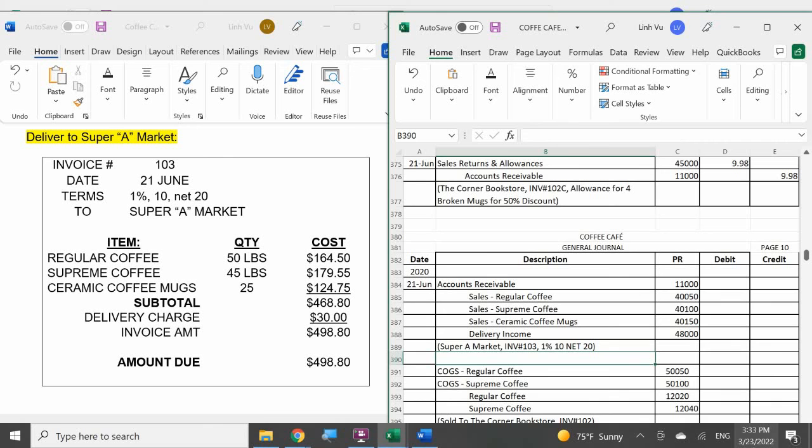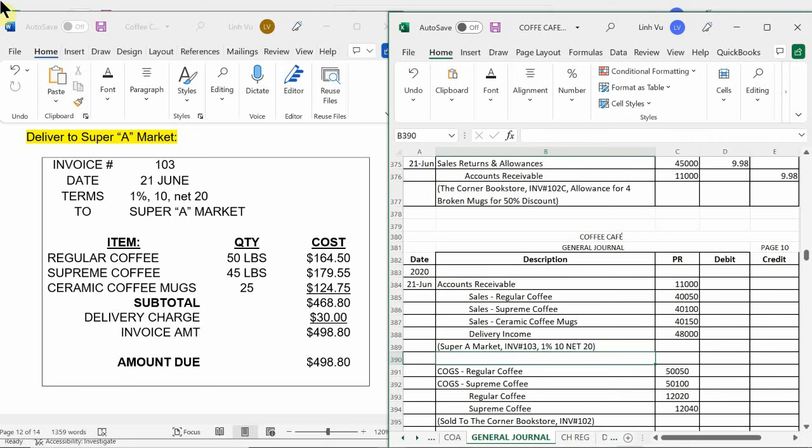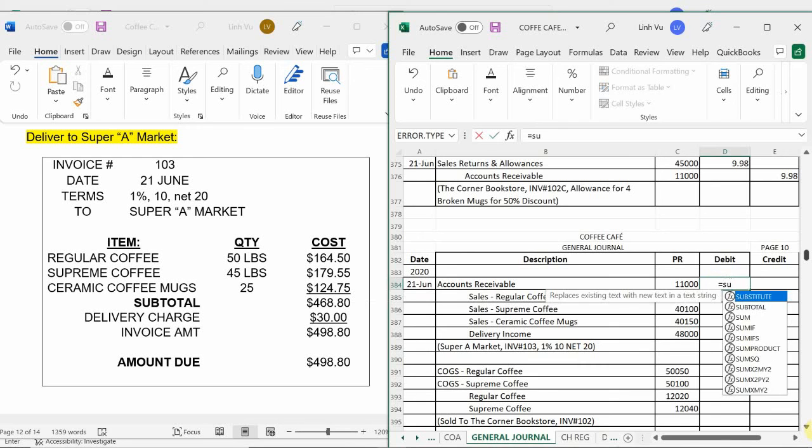So let's fill in our numbers, right? In this case, I'm going to save the accounts receivable and use that as my way to measure if I made a typo mistake. That's what I'm going to do. I'm going to do an equal sum, and I'm going to equal up all my credits here. Okay? So that's what I'm going to do here. Equal sum.